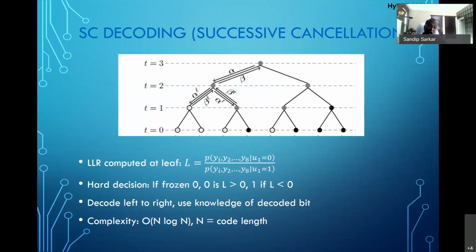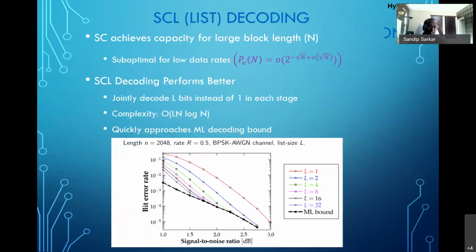But if it is not, then the hard decision is: if the log likelihood is greater than 0, I choose it to be 1. If it is less than 0, I choose it to be 0. Now, I know the frozen bits and these decoded bits. Then I use that to do a successive cancellation on the remaining bits. So I take that decoded bit and use an LLR based on that bit, and then successively decode the remaining bits. As n increases, this achieves optimal capacity.